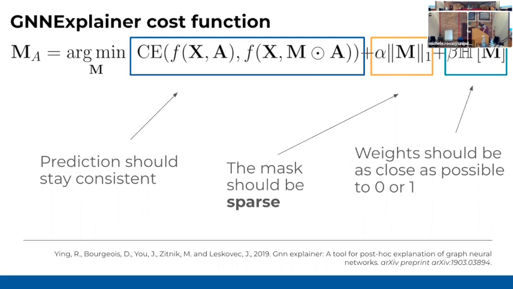So this is a standard cross entropy. You're saying my original prediction and the masked prediction should be as close as possible. I don't want to change the actual prediction. Then I want the mask to be small. And maybe you know that, maybe not, but if you want something to be as sparse as possible, you can do that by adding an L1 regularization term to the loss, which is just the sum of the absolute values. And the sum of the absolute values will tend to drive the mask to be sparser.